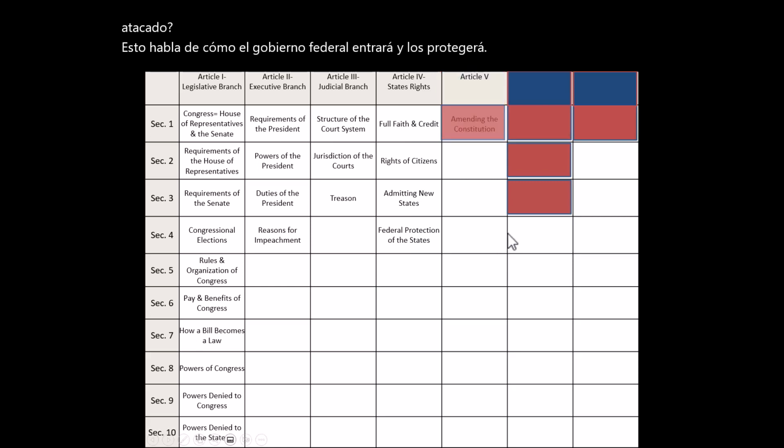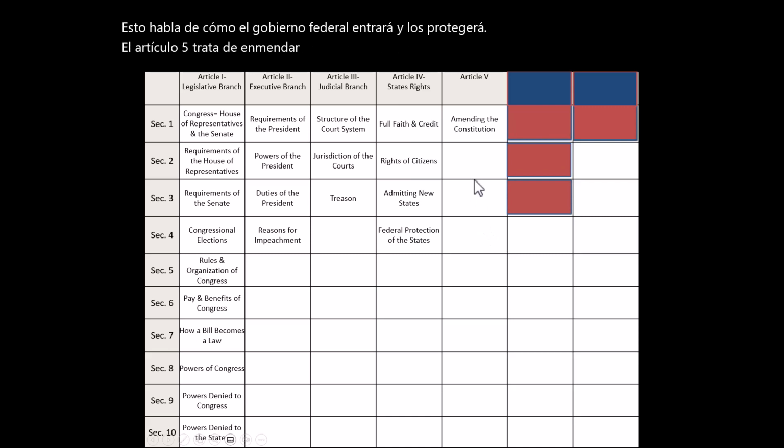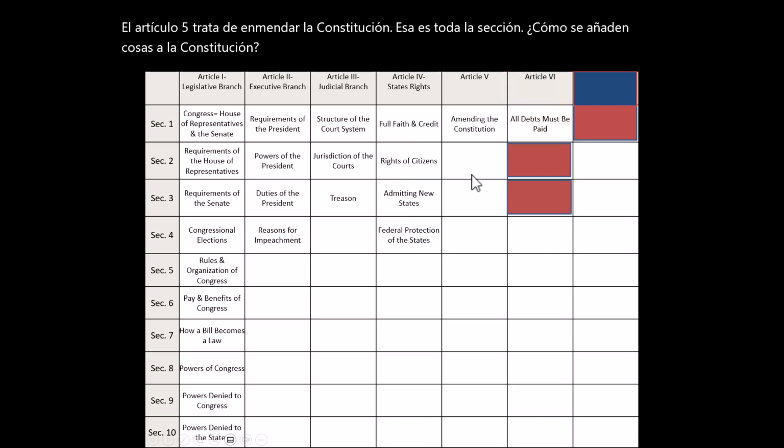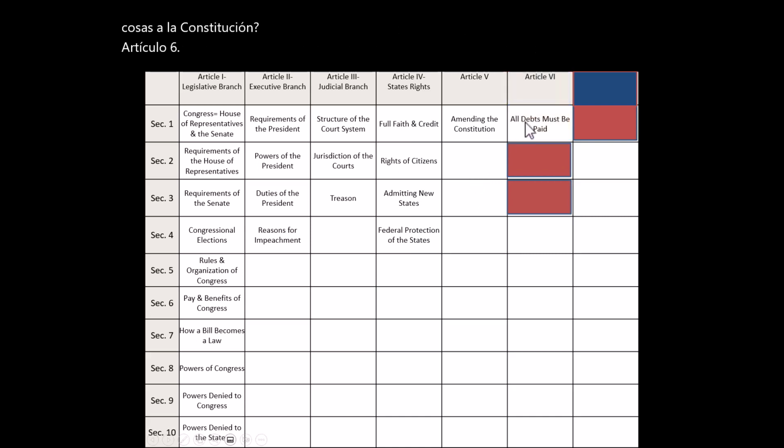Article 5 is about amending the Constitution. That's the whole article. How do you add stuff to the Constitution? Article 6, first section is all debts must be paid. So if the government borrows money, it must pay it back.